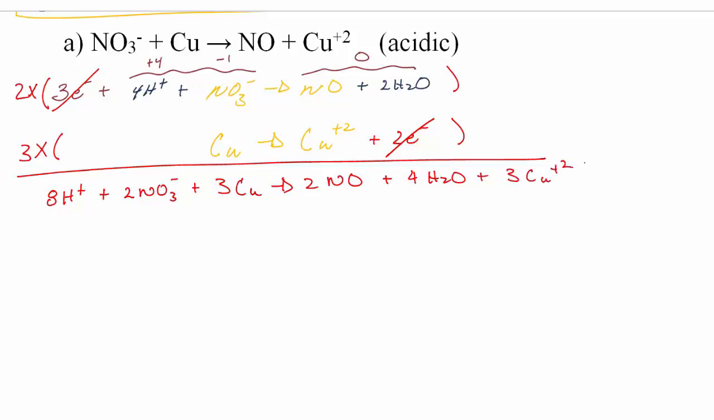Okay, can I simplify it? Nope. How about the oxygens? Are they balanced? I have 6 oxygens on this side, 2 and 4, 6 oxygens on this side. It's an acidic solution, so I don't need to add hydroxides. I'm done.